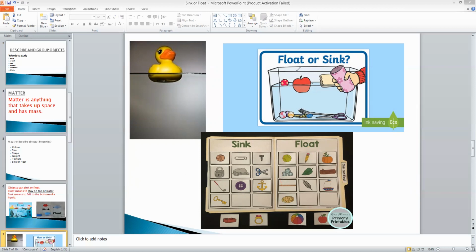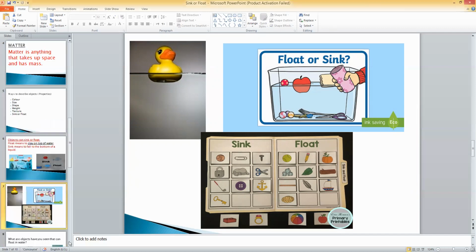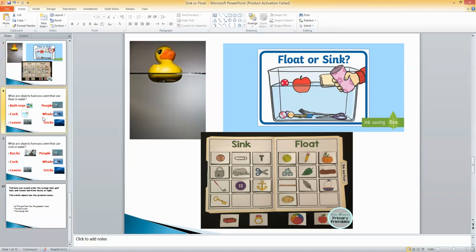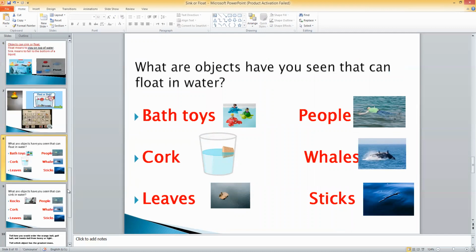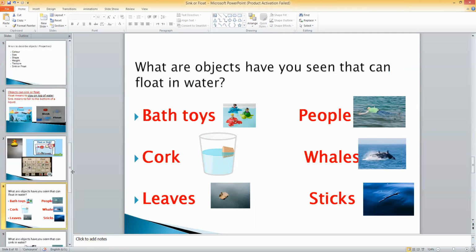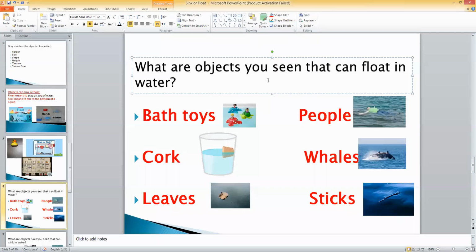All right. So let's continue our lesson. Now I did this for you guys. What are objects you have seen that can float in water?